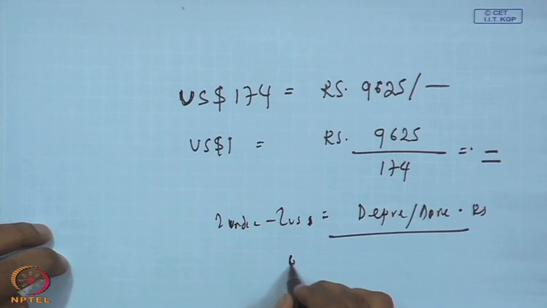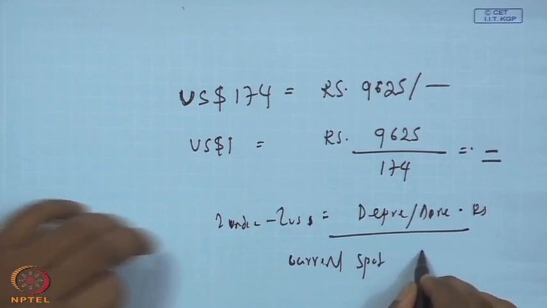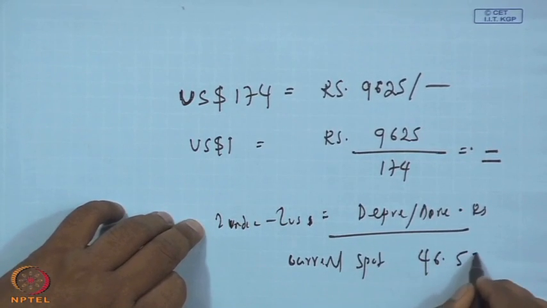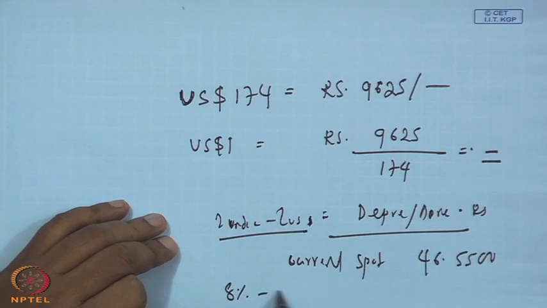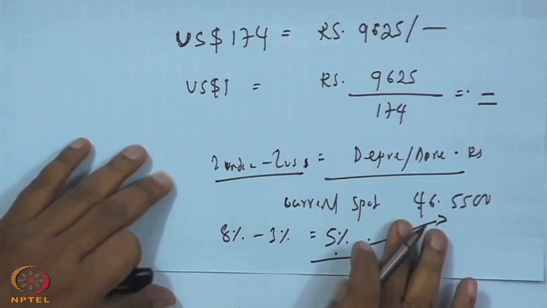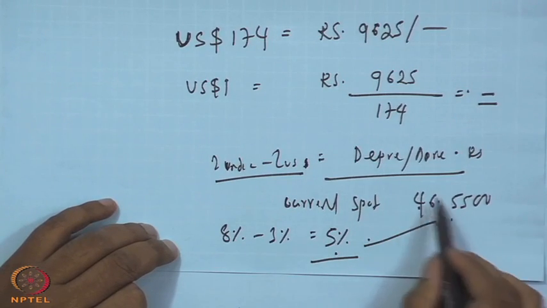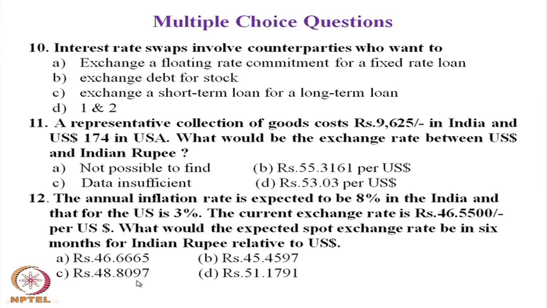So, current spot is 46.5500. The interest rate differential, 8% minus 3%, is 5%. Rupee will depreciate; annual depreciation will be 5% from here, and you have to calculate the 6 month depreciation and add it to this. This will be your answer. Your answer is 48.8097. Answer is C.